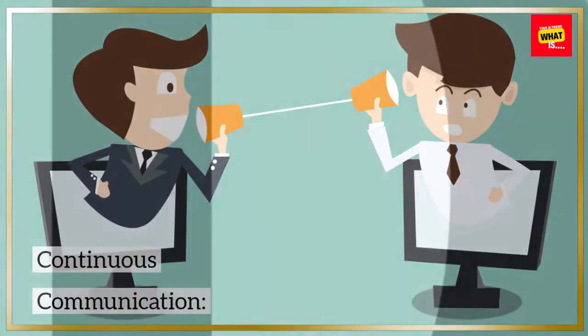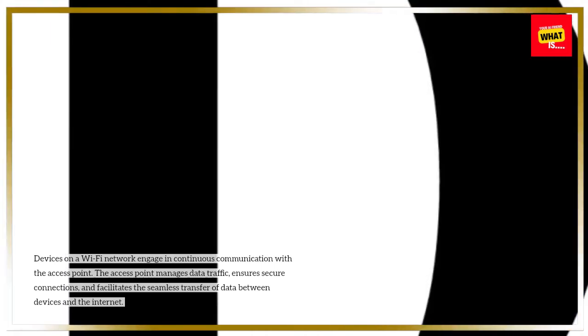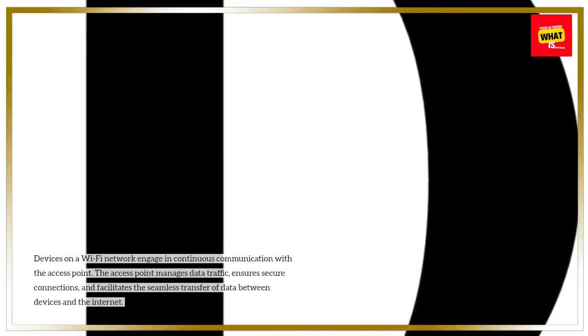Continuous communication. Devices on a Wi-Fi network engage in continuous communication with the access point. The access point manages data traffic, ensures secure connections, and facilitates the seamless transfer of data between devices and the internet.